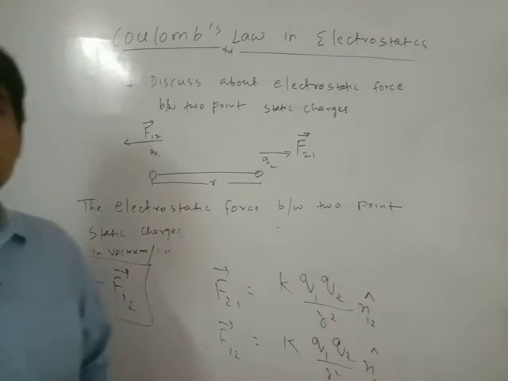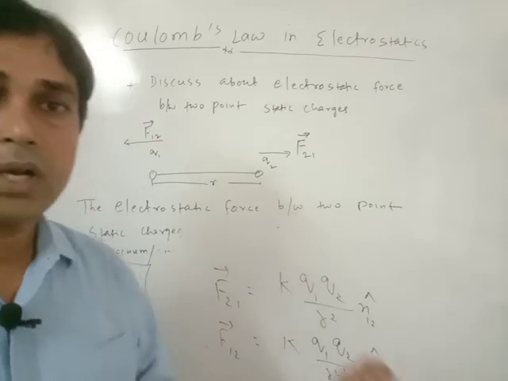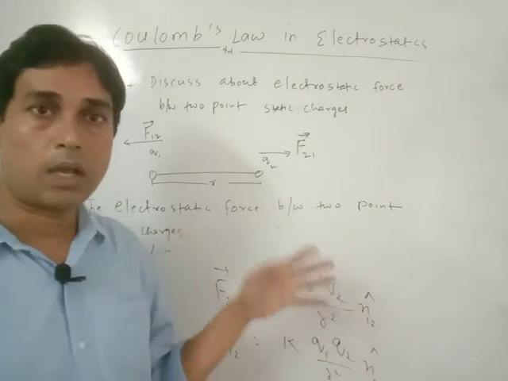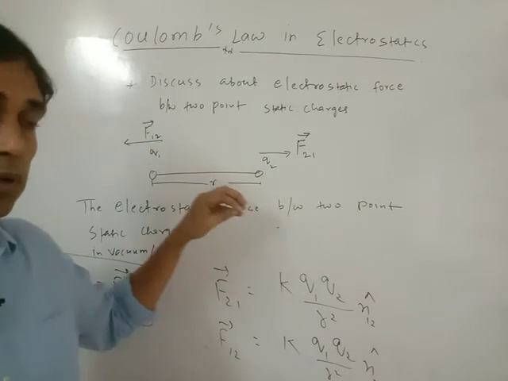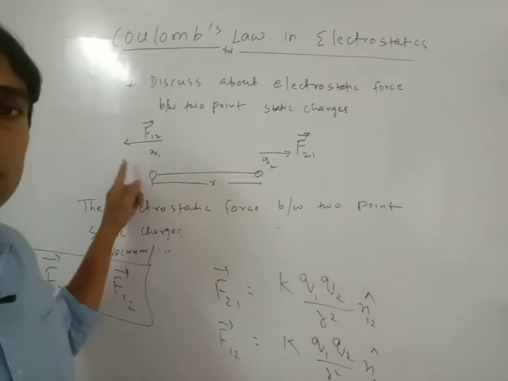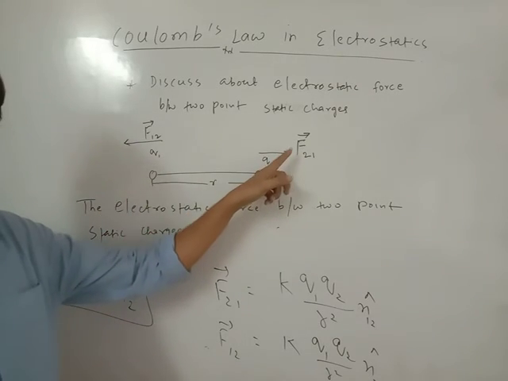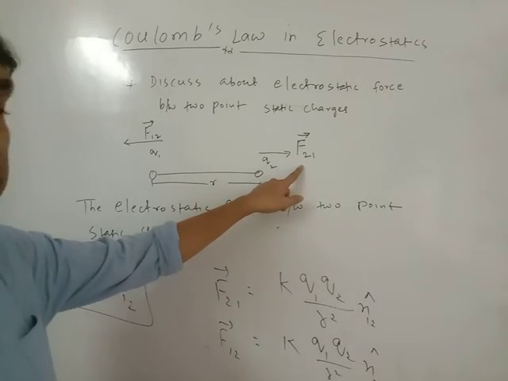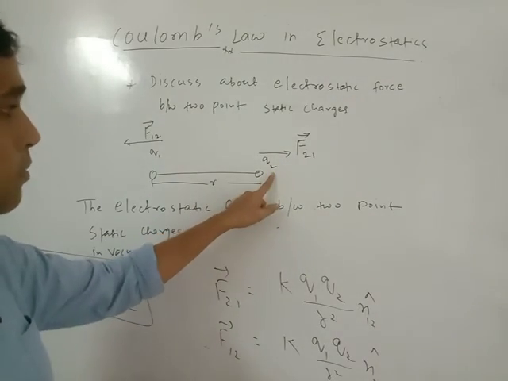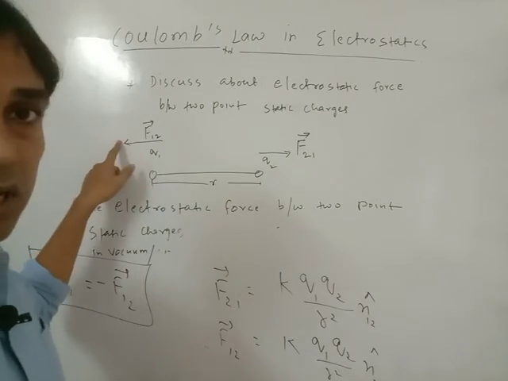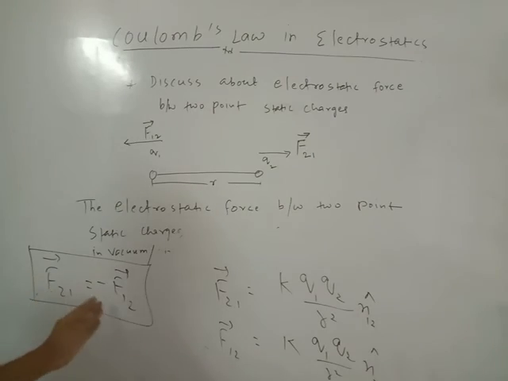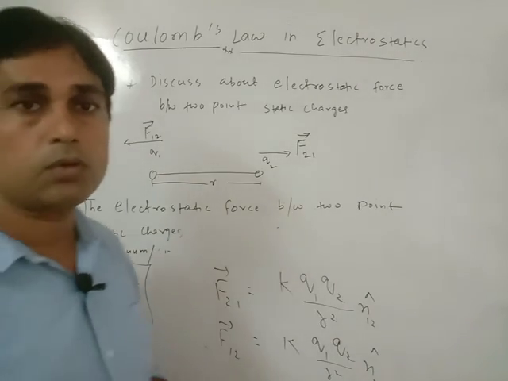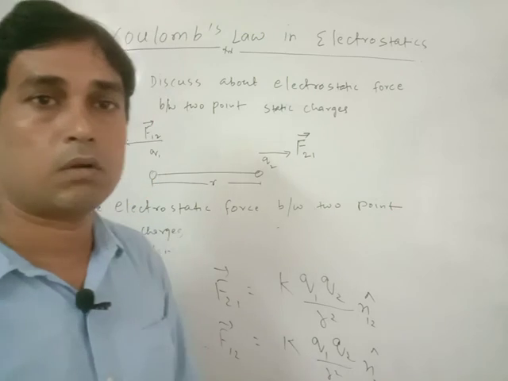Dear students, when two charged particles Q1 and Q2 are placed in air or vacuum at a small distance r, the electrostatic force on Q2 by Q1, symbolically represented by F21, and the force exerted by Q2 on Q1, symbolically represented by F12, have the same magnitude but opposite direction. So Coulomb's law also explains Newton's third law.